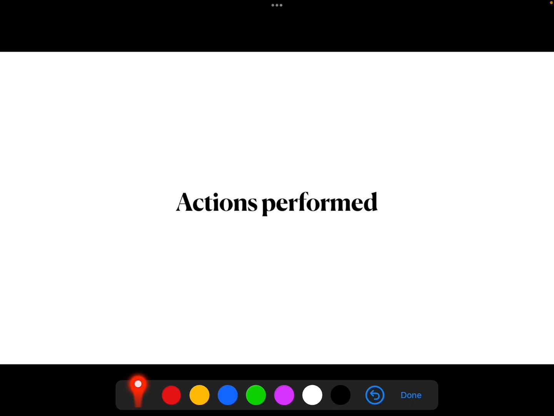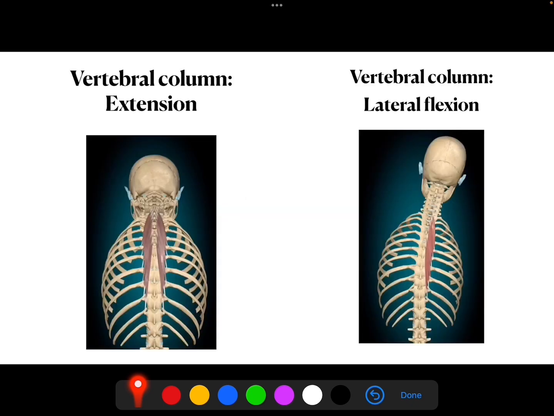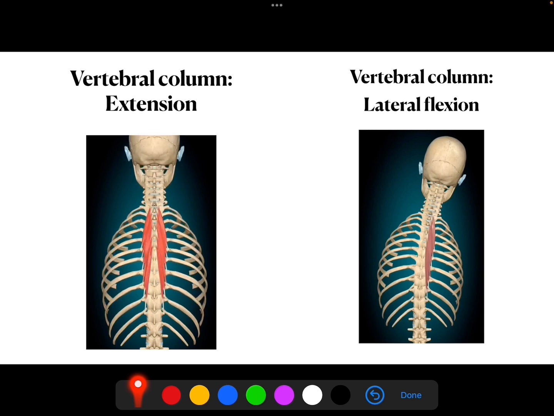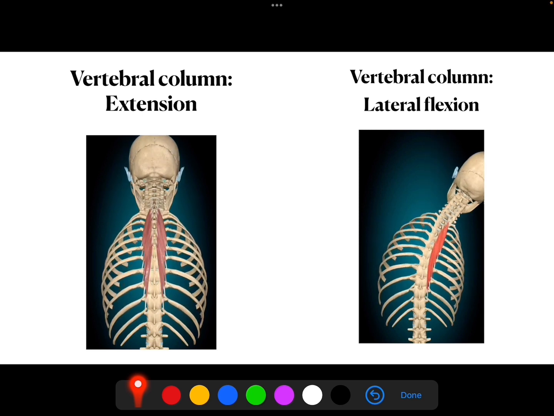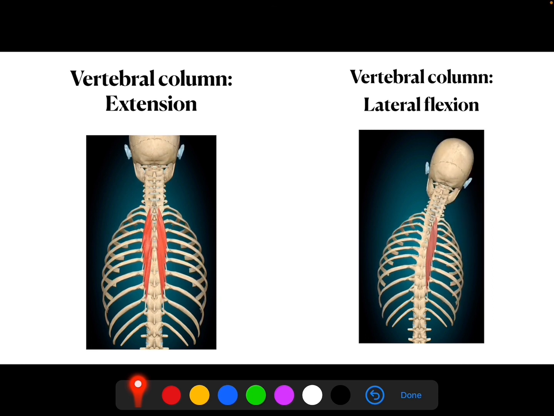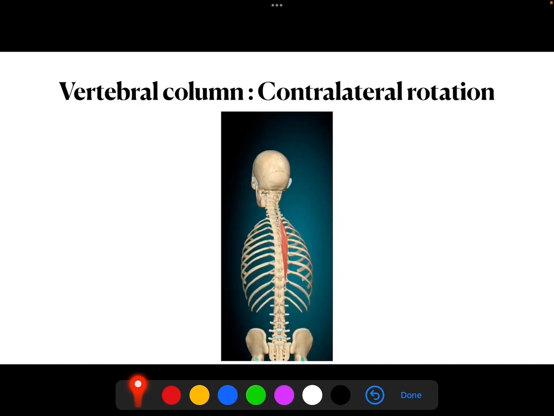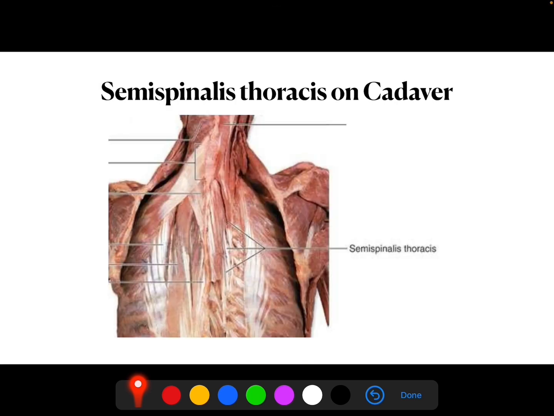Actions performed by this muscle: extension of the vertebral column, lateral flexion of the vertebral column, contralateral rotation of the vertebral column. This is what it looks like on the cadaver.